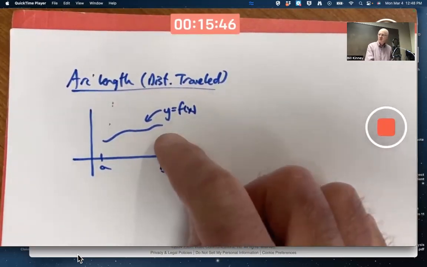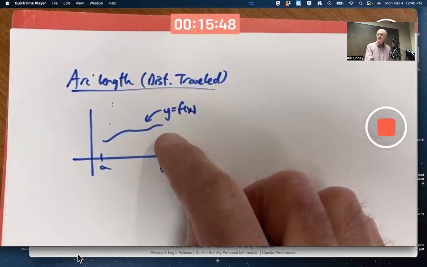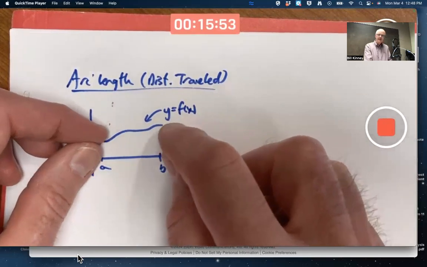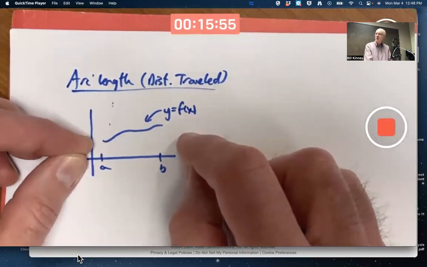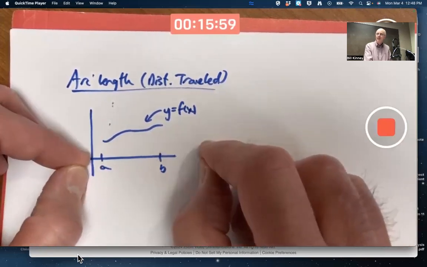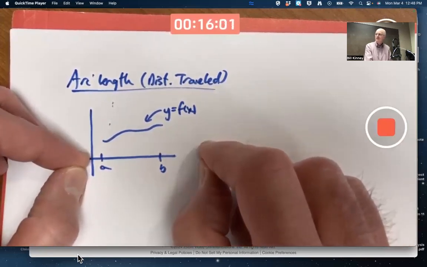You could pretend that's a piece of string. In trying to find its arc length, you're imagining you can make the string straight. Don't stretch it though, don't overstretch it. Just make it straight, just barely. That is the length that you're after.